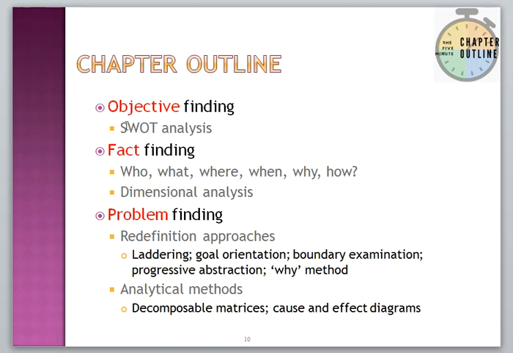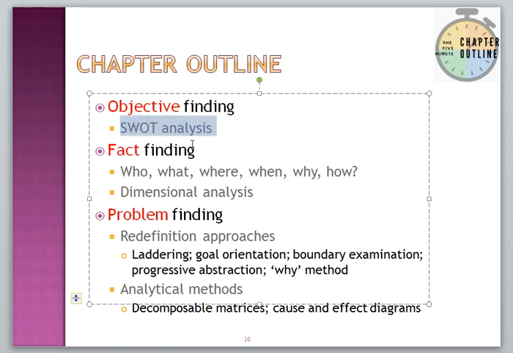In objective finding, we will introduce and implement one tool called SWOT analysis. In fact finding, we will introduce two tools: the six questions and the dimension analysis. In problem finding, we will have two categories of tools. The first one is the redefinition approaches, and the second one is analytical methods. In redefinition approaches, we will have all these tools. They are small ones, high level thinking, conceptual ones: the laddering technique, goal orientation technique, boundary examination technique, progressive abstraction tool, and the why method tool.